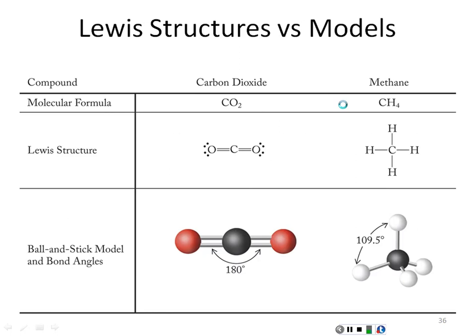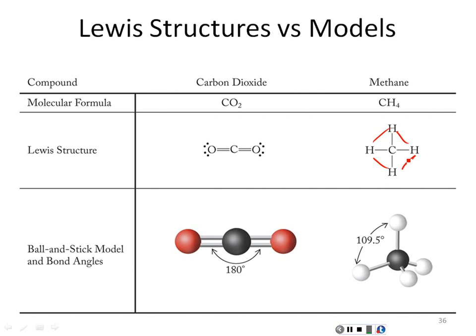Now let's see an example of this. We have carbon dioxide and methane, and we see their Lewis structures. Now, if you just take the Lewis structure, you would think that carbon dioxide is linear and methane is a flat molecule shaped like a square, let's say. That's what it looks like in 2 dimensions.